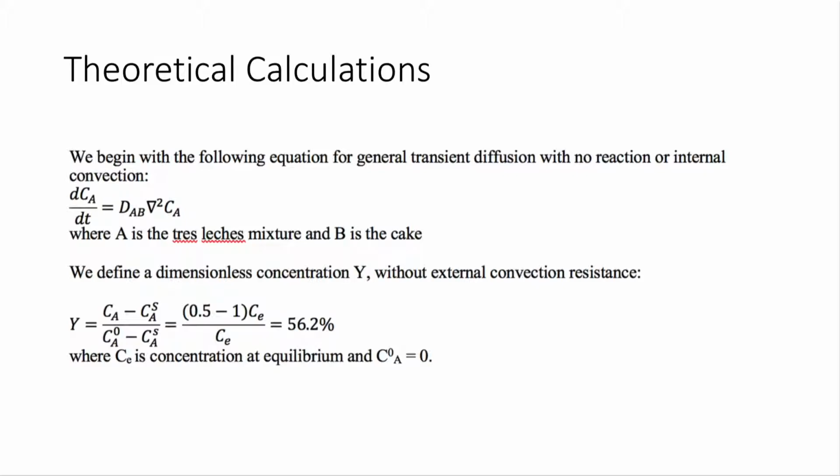We define a dimensionless concentration Y without external convection resistance. Y is equal to 56.2%, where Ce is the concentration at equilibrium and is estimated as CAS, and CA0 is equal to 0.